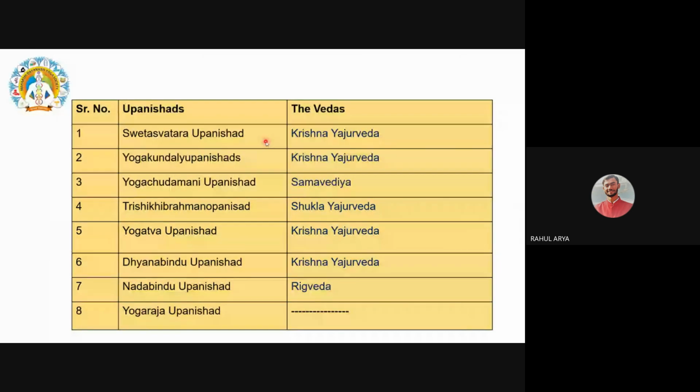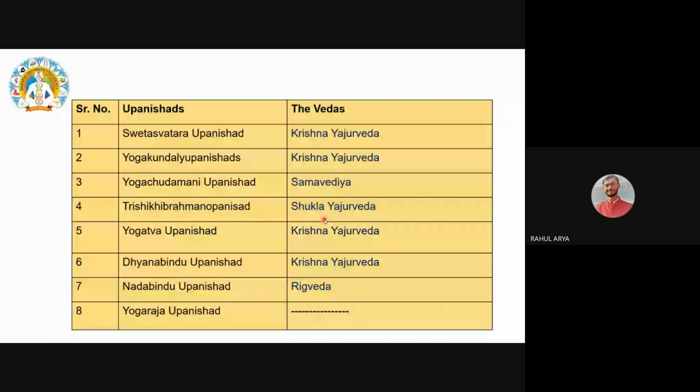If you are attentive and making your notes properly, 100% I'm sure. Shweta Shwatara Upanishad is related with the Krishna Yajurveda. Yoga Kundalini Upanishad is related with the Krishna Yajurveda.